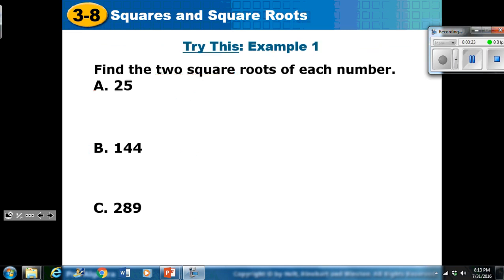Okay, hopefully you've got this now. They're asking for the two square roots. The square root of 25 is plus or minus 5. The square root of 144, so it's 12 times 12 equals 144, the square root is plus or minus 12. And this one's 17 times 17, so plus or minus 17.